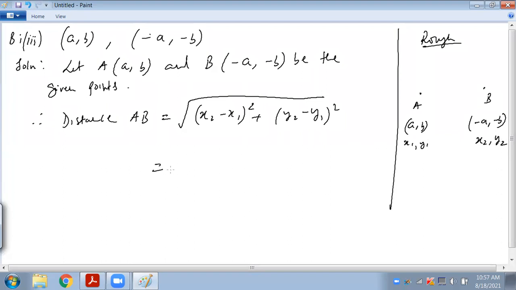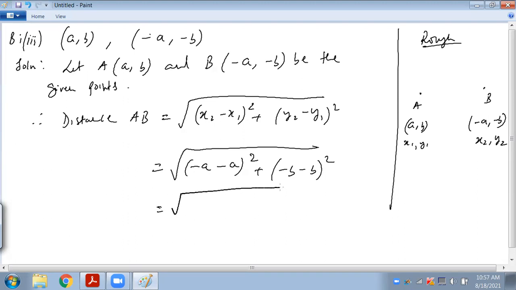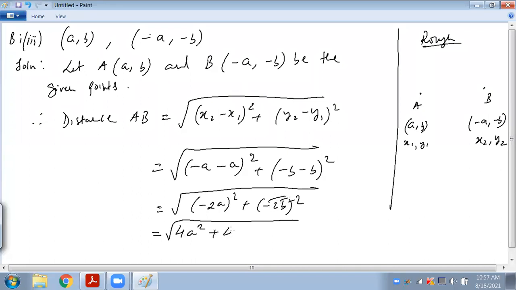Now see and put the values. Here x2 is minus a, x1 is a, and y2 is minus b and y1 is b. So it'll be minus 2a square plus minus 2b square. Now minus square is plus, 2 square is 4, a square. Again, minus square is plus, 2 square is 4, and b square.